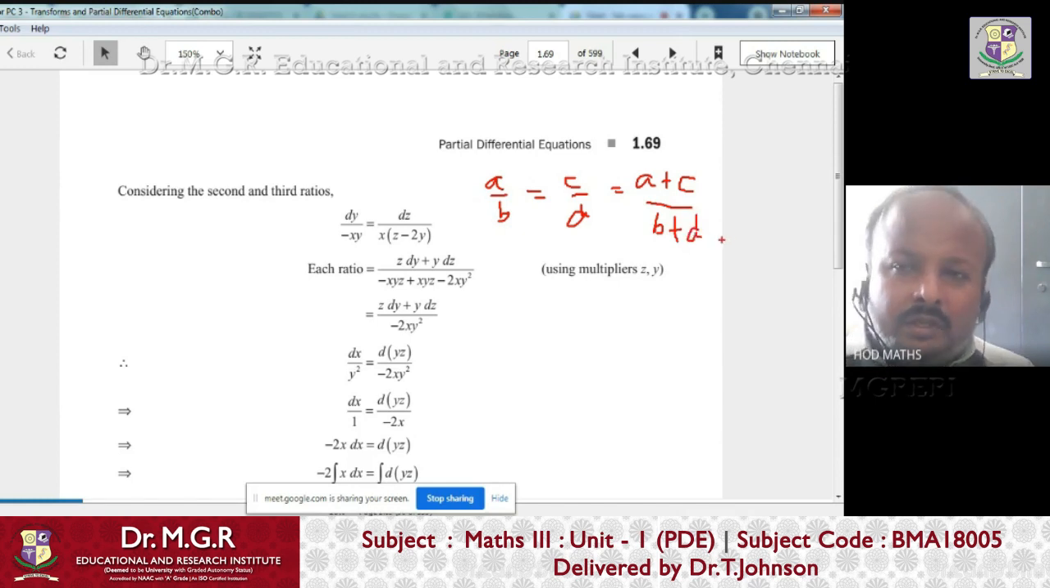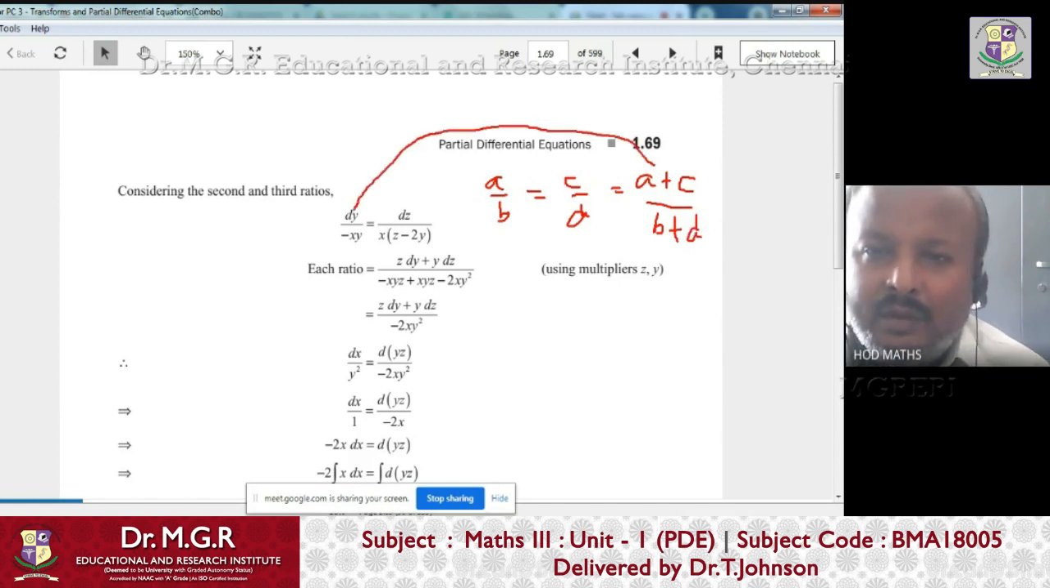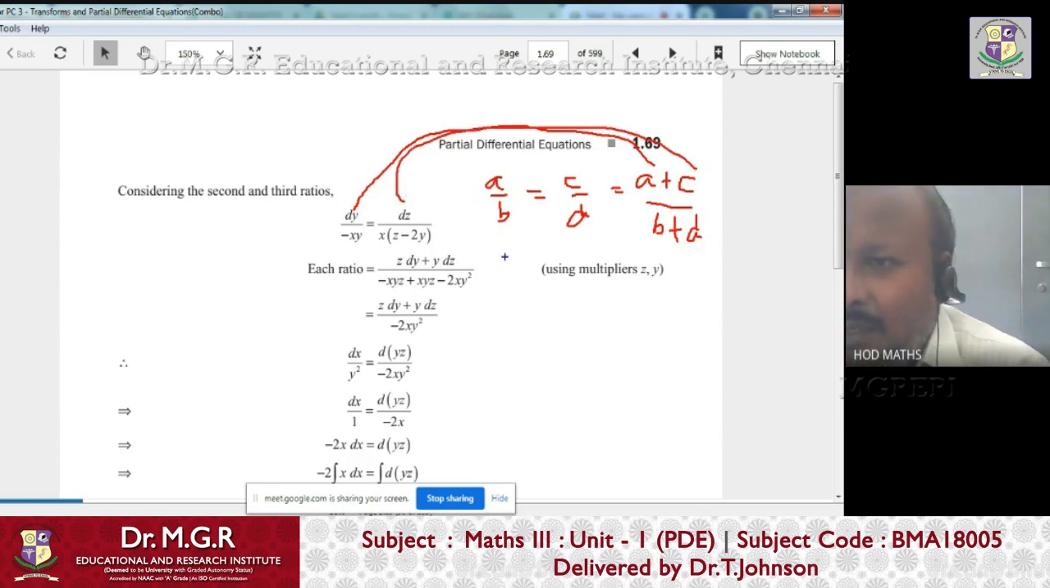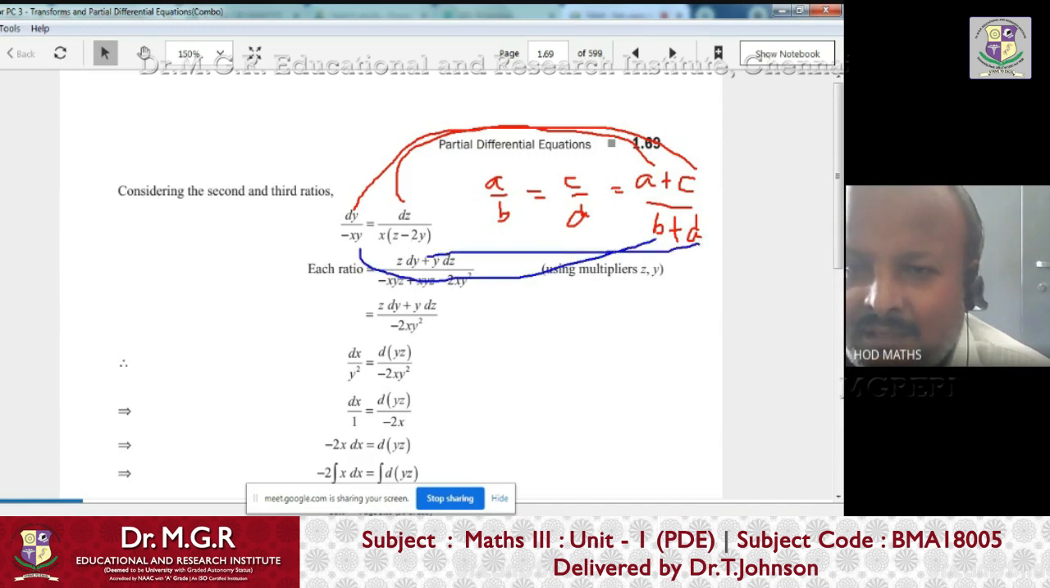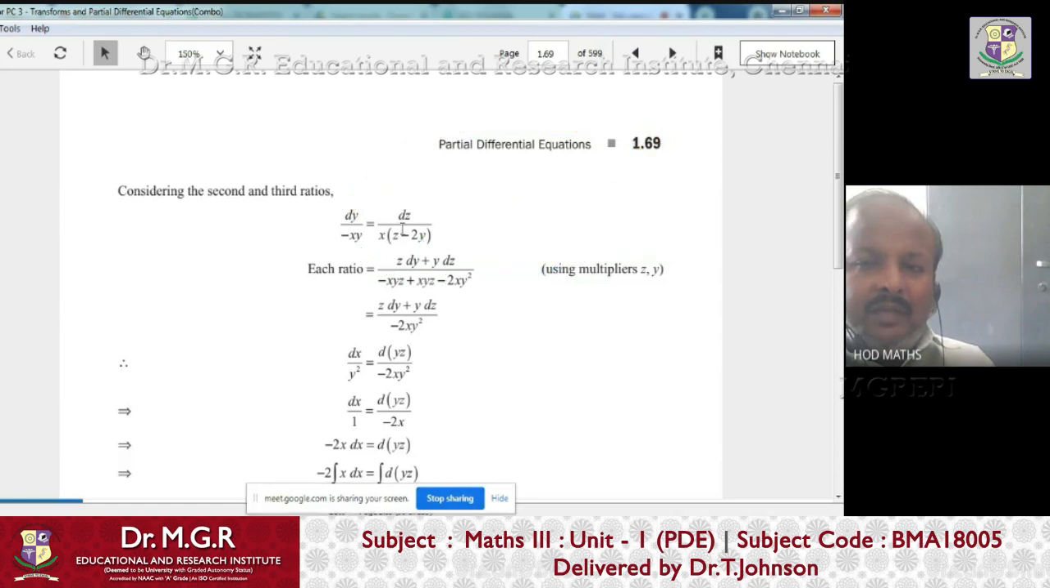Right? So here a is nothing but dy, c is nothing but dz, and b is nothing but minus xy, and d is nothing but this. Right? So you can multiply anything in the numerator and denominator. That's no problem, because whatever you multiply in the numerator, the same thing you have to multiply in the denominator. Or whatever you multiply on the left hand side, you have to multiply the same thing on the right hand side. Then automatically it is okay. Right?